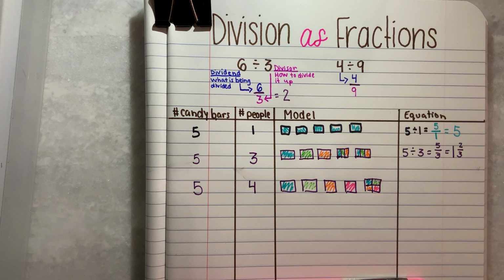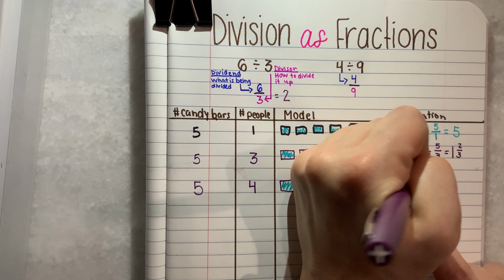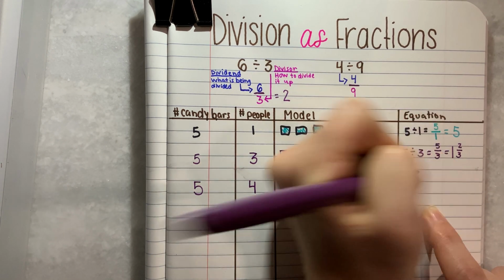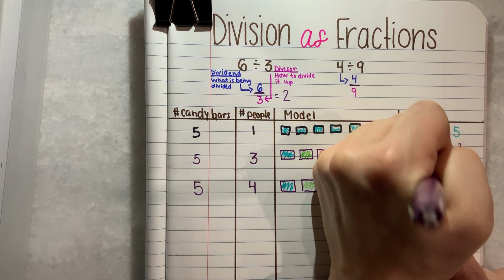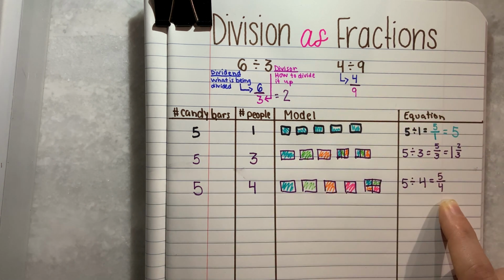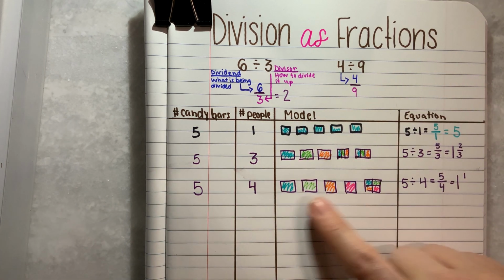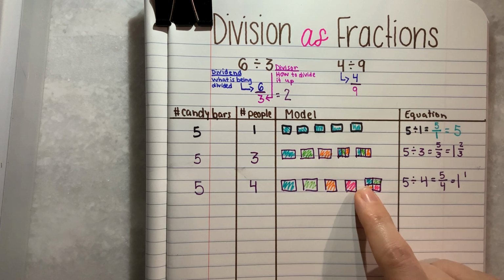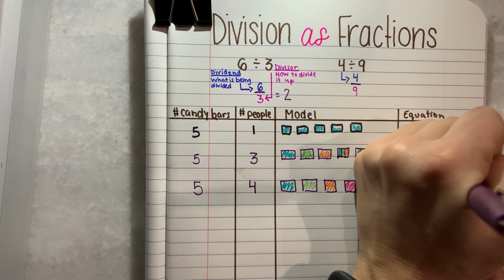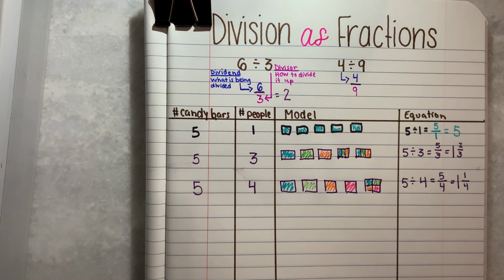Very nice. So again, what would our equation look like? Our equation would look like 5 divided by 4, which as a fraction would be 5/4, which equals 1, and everybody gets 1 whole, and then everybody gets 1/4 of this last candy bar. Okay. Now, we've been looking at sharing candy bars where each person gets an entire candy bar.